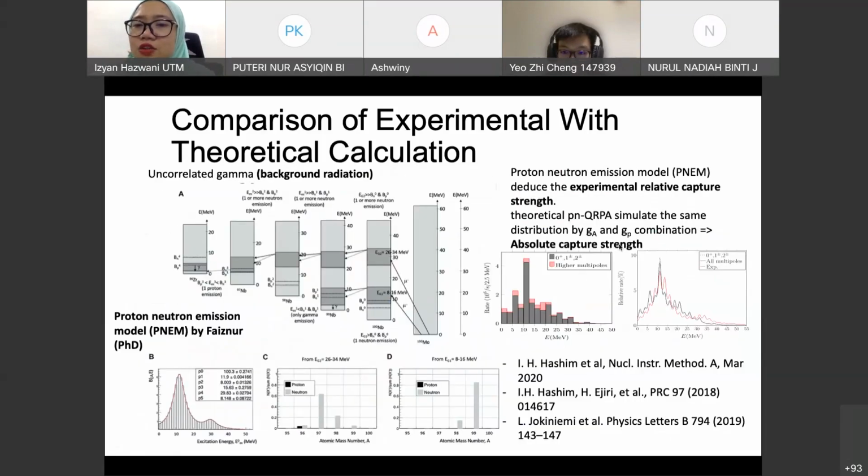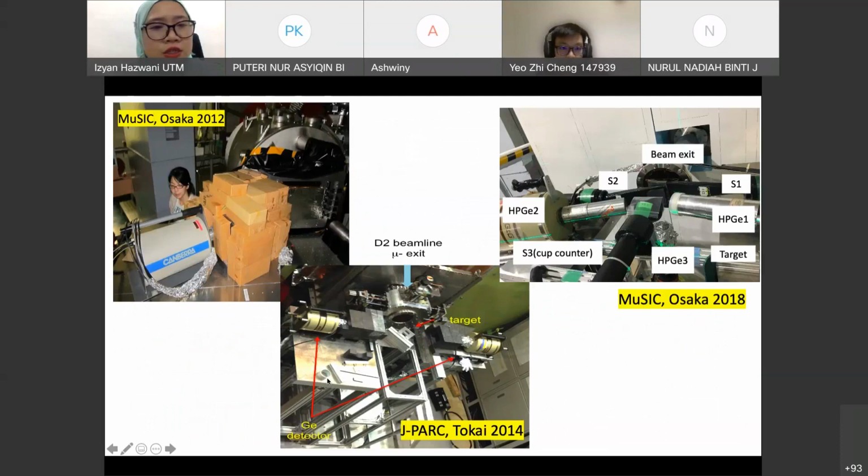Okay, so this is the total capture. It is called absolute capture strength. Okay, so this is some of my work starting from 2012.